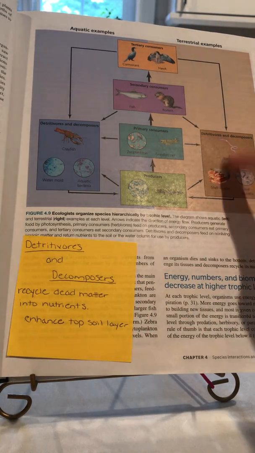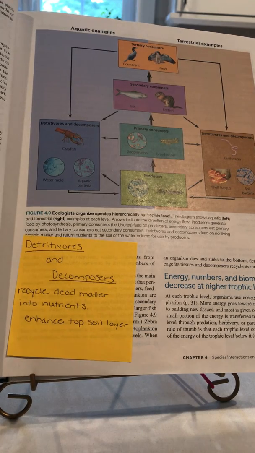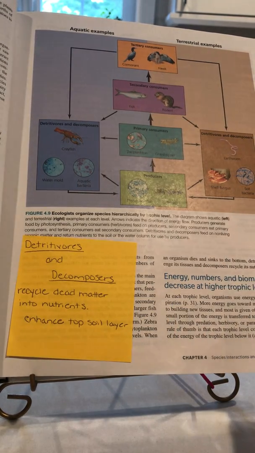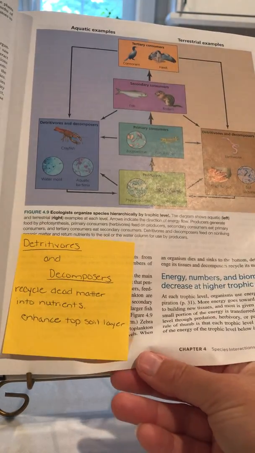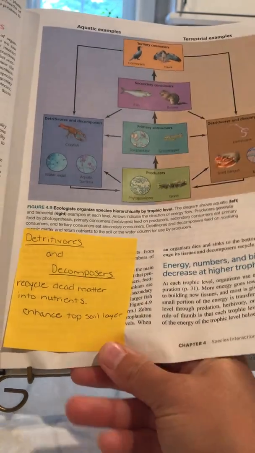So we don't put these guys at the top or the bottom of a food chain. They're kind of just around it. They're going to recycle the dead matter and return the nutrients back into the soil for our producers to benefit from and start the chain over again. If we didn't have decomposers, there's no way this energy could be transferred as well as it can. We'd be in big, big trouble.